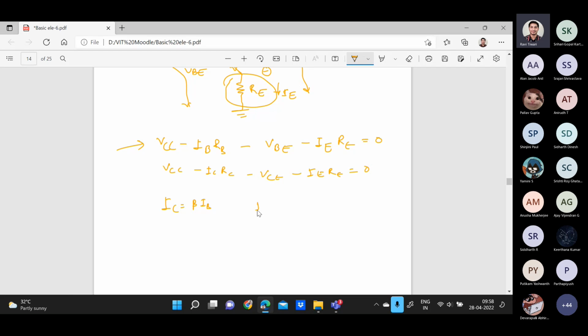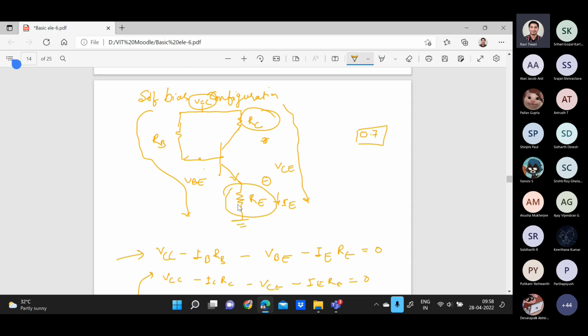And because we are having the IE also, IE is equal to IB plus IC. So by using these two equations, if you substitute here, you will find out the value of IC. Because we have only two currents, you know the value of IB is related with IC, and IE is equal to IB plus IC. So if you substitute it here, you will find out the value of IC. I'm just telling you the procedure for how you can proceed for a circuit like this. Okay, this is the self bias configuration.